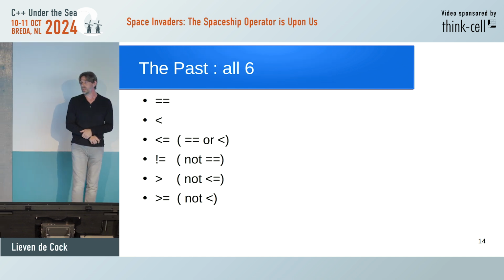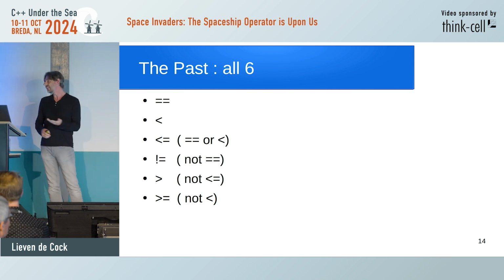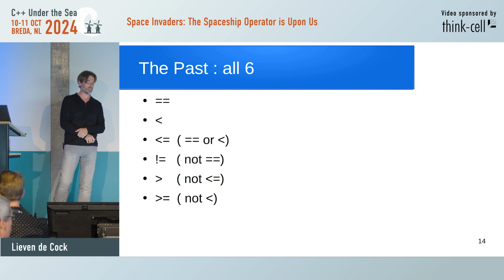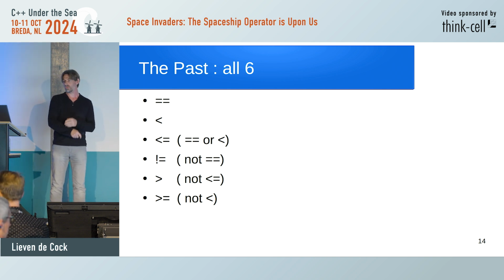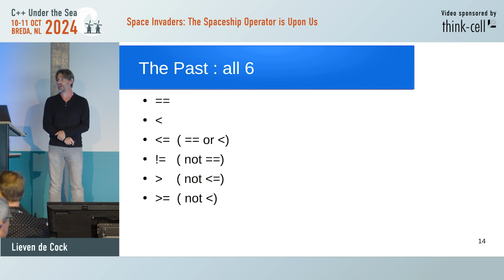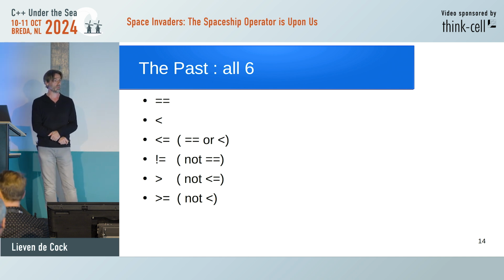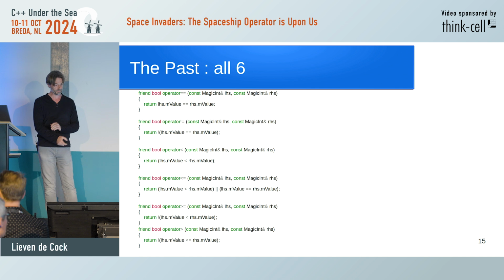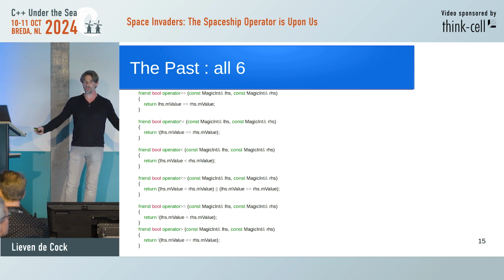Unfortunately, that's not the only operator we need. We would like to have all 6 of them. Equality, not equal, less than or equal, which we can implement by either it's equal or it's less, and the other 3 by similar approaches. So it kind of looks like this. Okay, we write this once and be done with it. That's feasible.